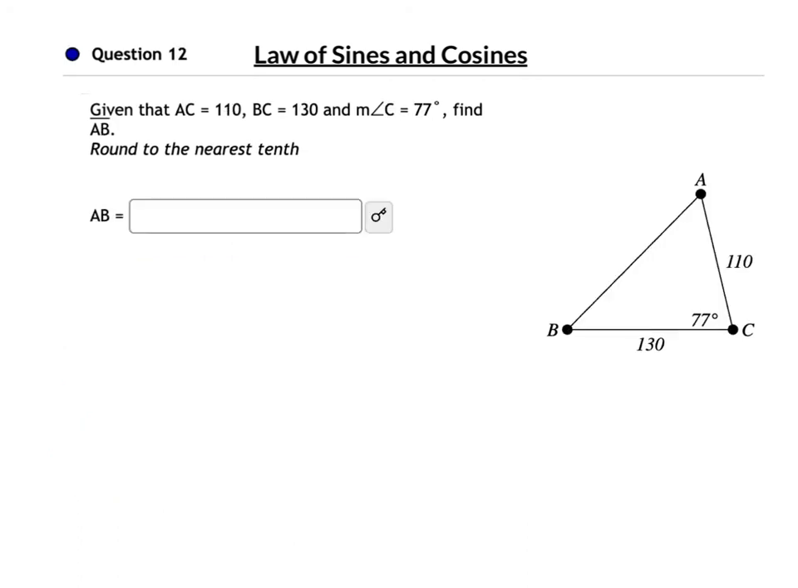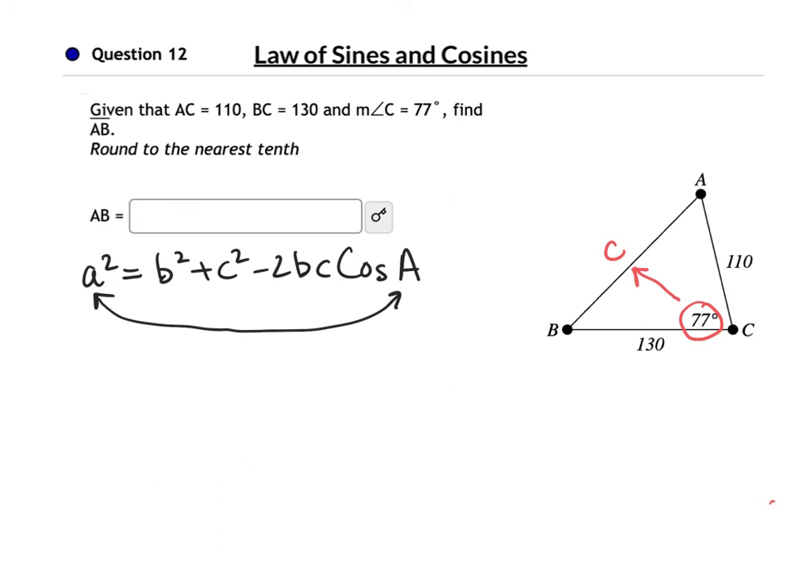Question 12. Notice that we have an included angle between the two sides. That's the case where we can find the opposite side, which I'll call little c here. We start with the side we're solving for, which is going to be opposite the angle. In other words, it's going to be c squared and cosine of C.